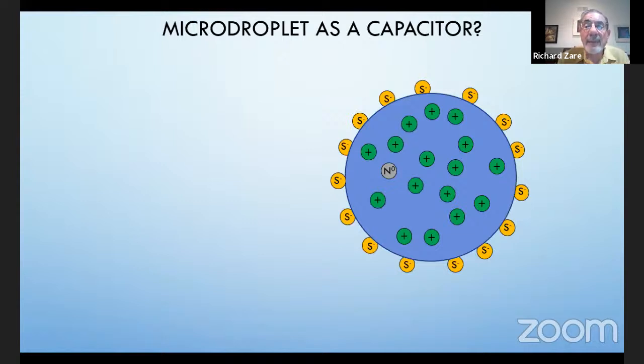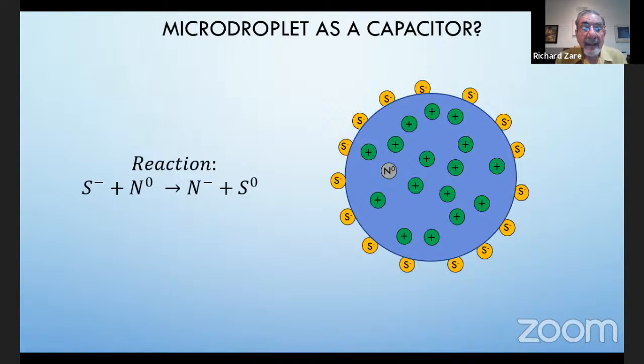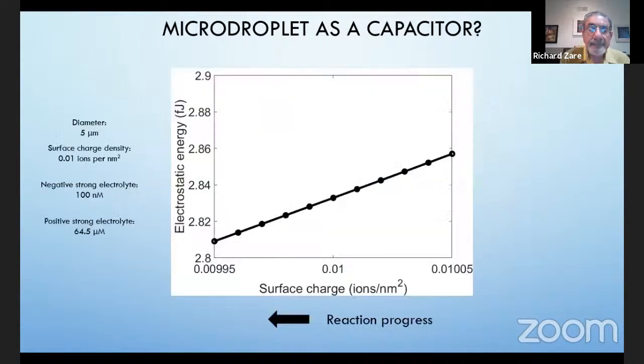And so here's the microdroplet as a capacitor. And we're going to look at a reaction, and I'm going to look at the surface S minus, the anionic material, going to something inside. I'm going to make it just a neutral, for example, and forming N minus plus S naught. And I'm trying to hopefully show you that in this cartoon. Okay? Reaction, and they go on in. Okay? And it's N minus. And I want to know what's driving this process.